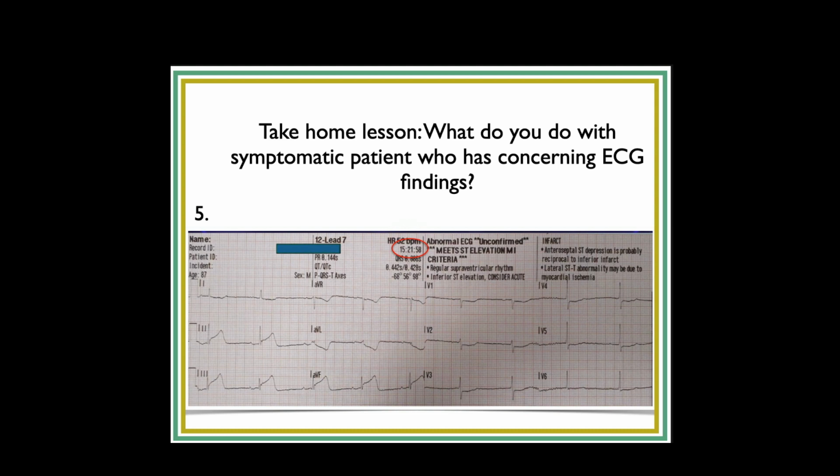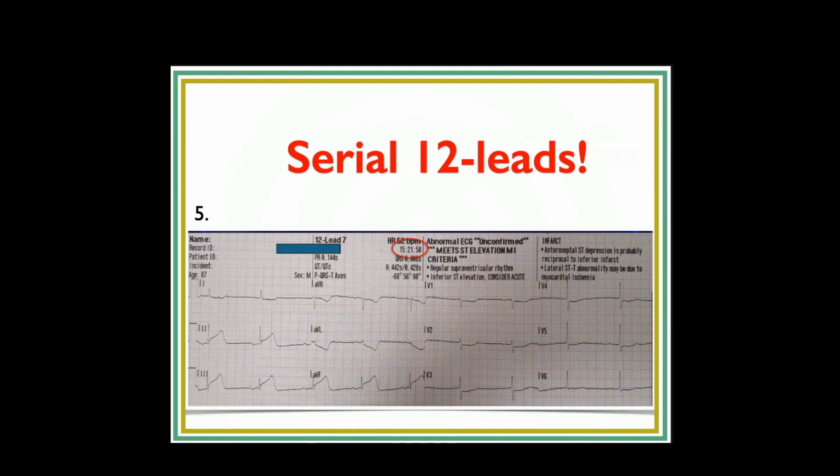Okay, so take-home lesson, and what do you do with a symptomatic patient who has concerning ECG findings? Continuous, that's right. And again, for us, it's so easy. You just keep pressing the button. It's easier for us than in the emergency department because they have to send a tech in and set it up again, and all we have to do is sit there and push the button. And so here we have it at 21 minutes after, and you can see how dramatic it's become in a pretty short amount of time.